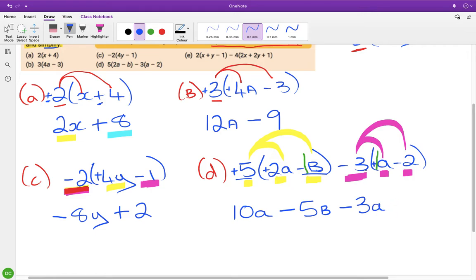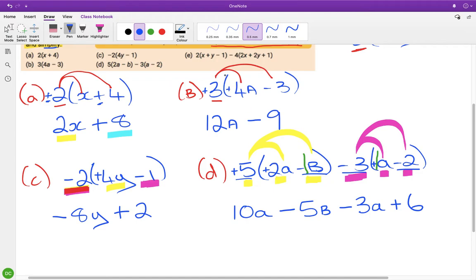The second multiplication in this bracket is the minus 3 with the minus 2. So we have a minus and a minus, so the sign's the same, which means the answer is a plus. We have 3 multiplied by 2, which makes 6, and there's no letter with the 3, and there's no letter with the 2, which means we'll have no letter down here.